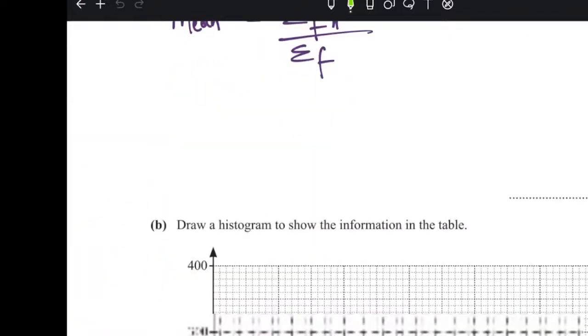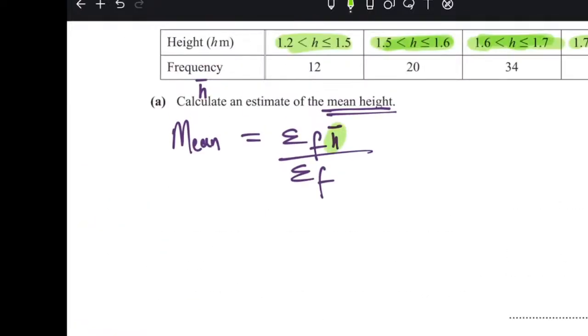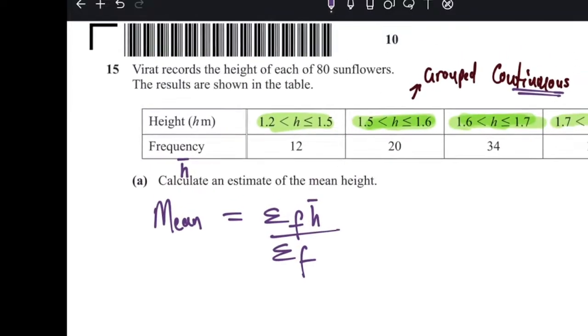In here it's f times x bar, but here it's h because we are dealing with height. So it's f times h bar. So we need the h bar. Why do we have this formula? Because we don't have a value here between 1.2 and 1.5 to multiply with 12. So we need to first find that value. That will be multiplying 12 times something plus 20 times something plus 34 times something plus 14 times something. Then we divide by total. So we need to find that h bar first.